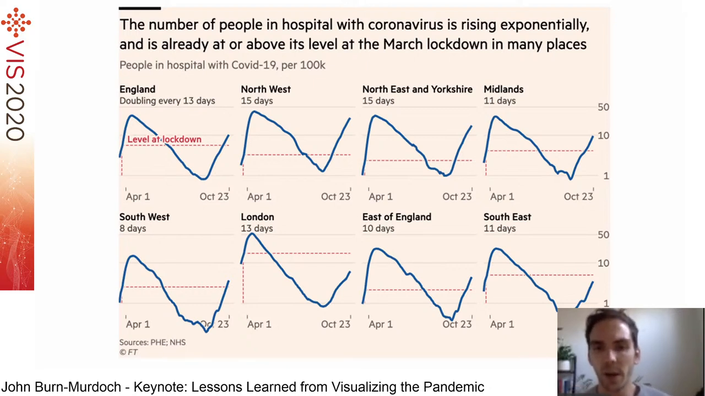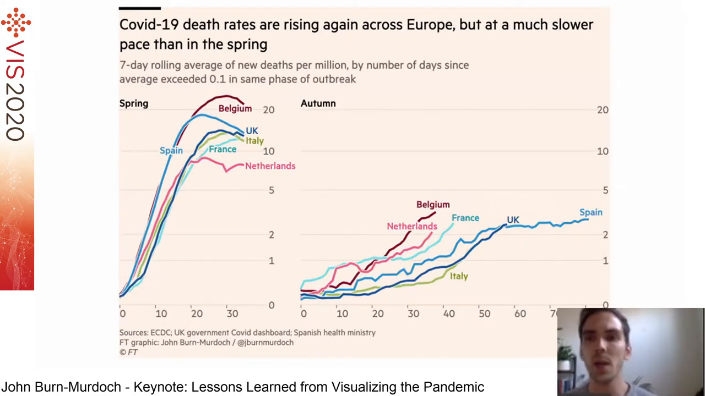But if you compare those slopes on each of these small multiple charts, if you compare the slope on the right for the autumn acceleration to the slope on the left for the spring, you can see that rate of change is considerably slower. So that can act as some reassurance to readers that although things are bad and things are worsening, it's not nearly at the same runaway train level that it was back in the spring.